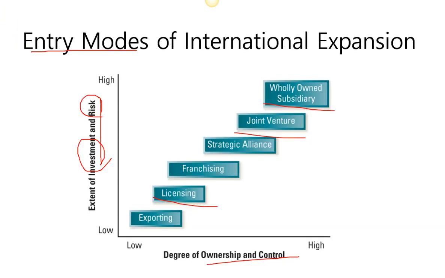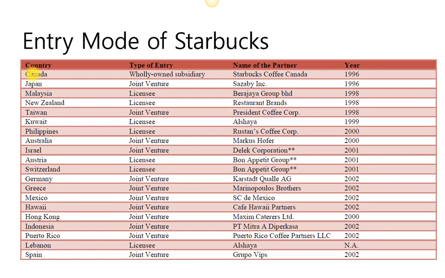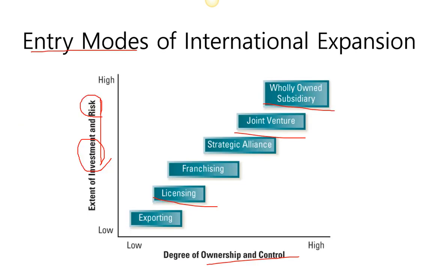So Starbucks, we looked at before. You know that Starbucks is a US company, right? It's an American company. In Canada only they have a wholly owned subsidiary. Wholly owned subsidiary means they own 100% of the shares. So why did America, for Canada only, decide to go for a wholly owned subsidiary? Probably because the culture is very similar, and the language is exactly the same, right? They speak English, so probably they found no difficulty doing business there.